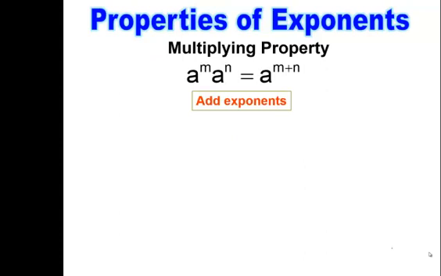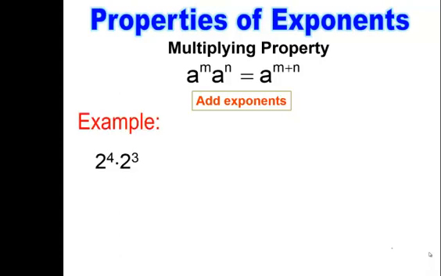The first property that we're going to work with here is the multiplication property. How it works is, if you have like bases, so my base here is a, times a base, when we're multiplying, you simply add the exponents. So when I have a to the m power times a to the n power, to simplify, I end up with a to the m plus n power.